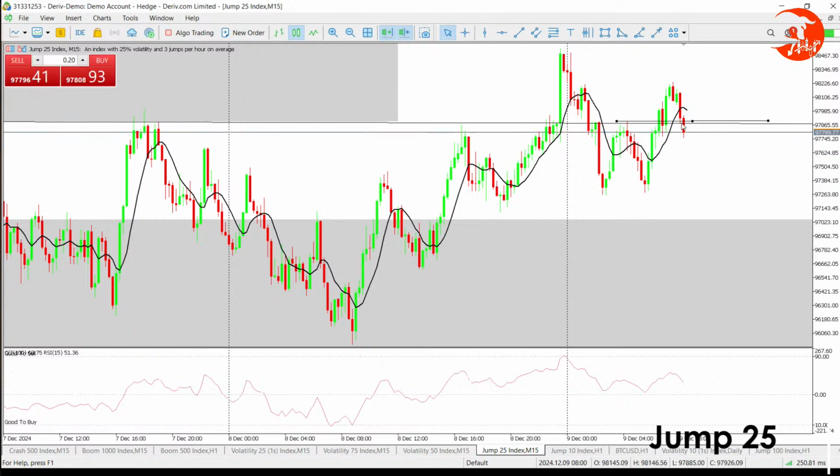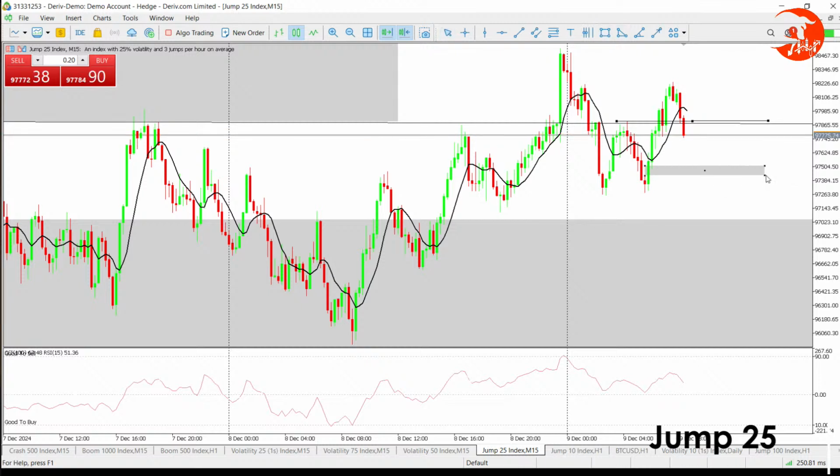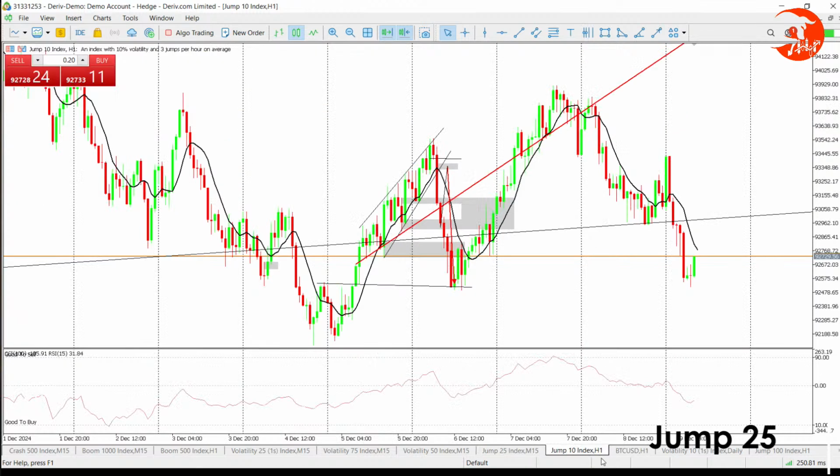Then we broke the previous lower high there. Now price is reacting, and it may come back to this level here, and then we see the buys. But until that happens, I can't engage with this kind of trade. It's a no-go for me until I have a clear structure.